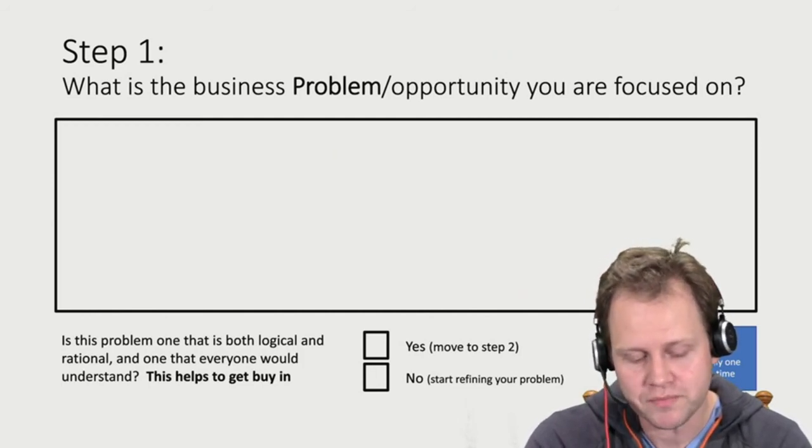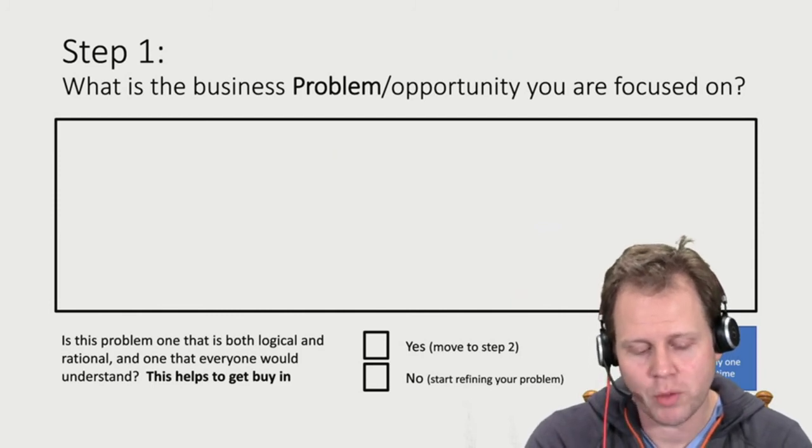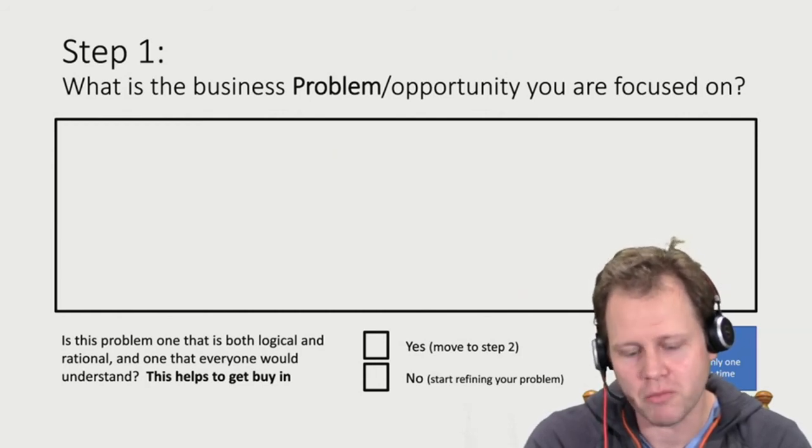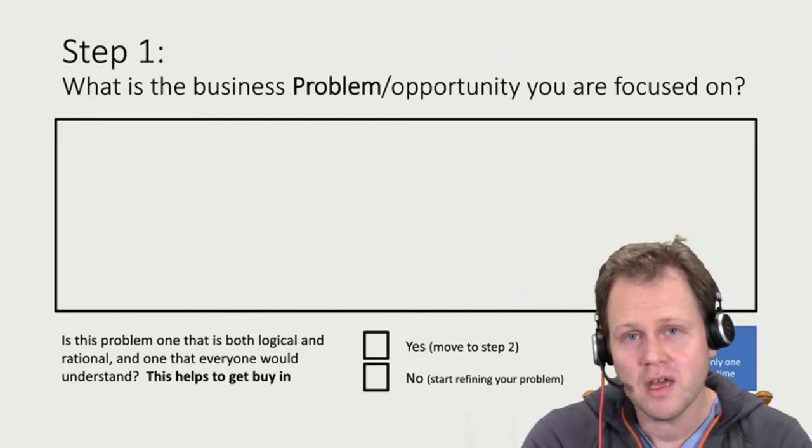So in this case here, is this problem one that is both logical and rational and one that everyone would understand? Because that's going to help us get buy-in to change to this new way of working in Microsoft Teams. If it is, absolutely fantastic. Let's move to step 2. If not, let's go back and start refining this problem a bit more.